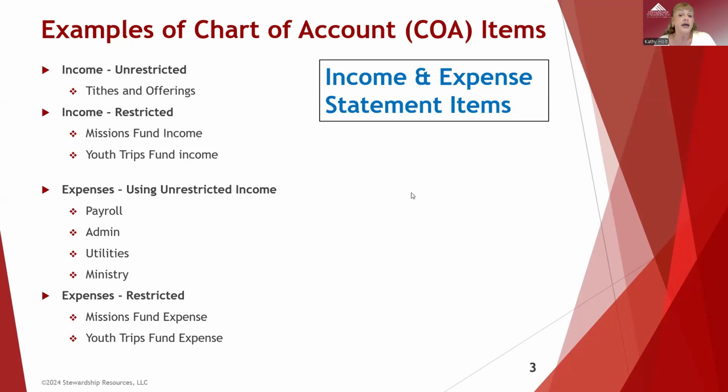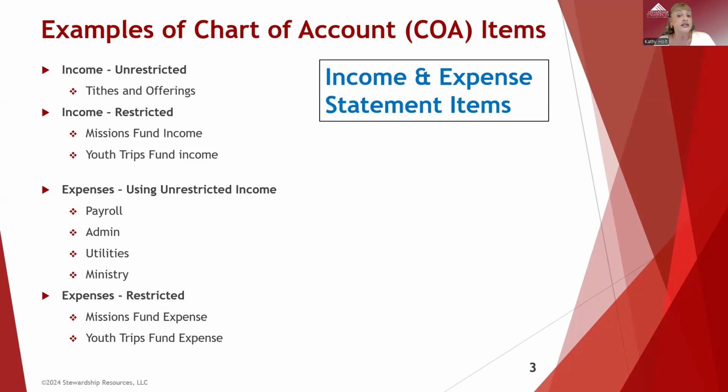So we're going to move on to items that would show up on the income and expense statement. Again, this is a report that the finance team would be getting. So on this report, it's going to show your incomes. Now, churches have more than one kind of income. They have unrestricted income, such as tithes and offerings, that can be spent any way the church would like it to be spent. Then you have restricted income that comes in. So if somebody writes you a check, for example, for missions, you're required to spend it only for missions. If somebody writes you a check for the youth trips fund, then you're required to spend it only for the youth trips. So that's your income.